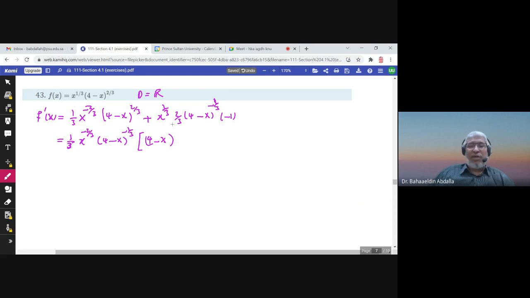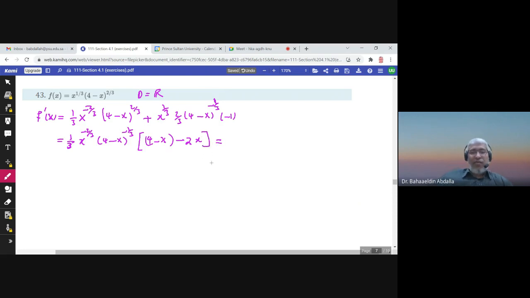Now the second term. Remember there is a negative 1 here, so I can write it now. And 2 over 3 divided by 1 over 3 will give me 2. Okay, what about x to the power 1 over 3? Divide by x to the power negative 2 over 3. You will have x to the power 1 over 3 minus negative 2 over 3, 1 over 3 plus 2 over 3, which is 1. And 4 minus x to the power negative 1 over 3 has been taken. So that's it.